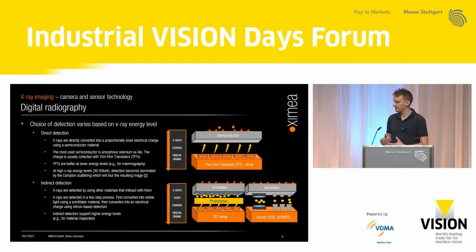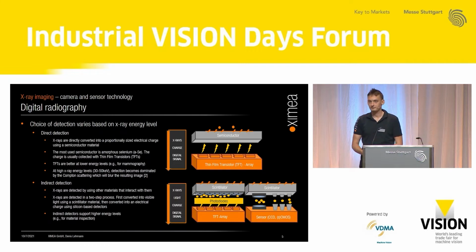In general, one can say there's two types of detection systems. First, there's the direct detectors. Direct detectors receive X-ray radiation, and directly transform it into a proportionally sized charge. And that charge is then given to a TFT array, which eventually converts this to a digital number. Direct detection is somehow limited regarding the energy levels. So from my reading from papers, it's limited to like 30 to 50 kilo electronvolts.